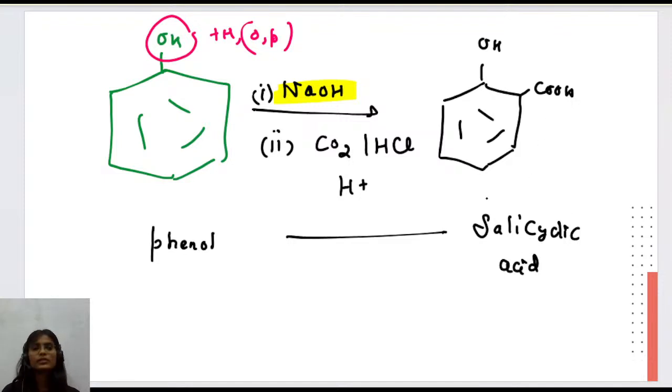Okay, this is the Kolbe electrolysis. You have to start with phenol, and you have to use NaOH plus CO2, then HCl, then H positive ion, and then we're getting salicylic acid. This is the name of the reaction.